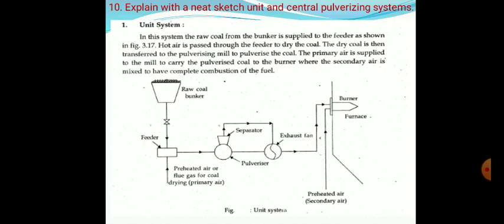So here in this diagram, raw coal bunker, then it comes to the feeder. To the feeder, preheated air or flue gas for coal drying, primary air, is coming. Then it is coming to the pulverizer. Then from the pulverizer through the separator, the particles are going to the exhaust fan. The exhaust fan removes the particles, and then it comes to the burner and then the furnace, and then preheated air is supplied as the secondary air.